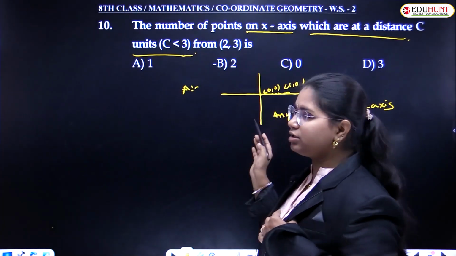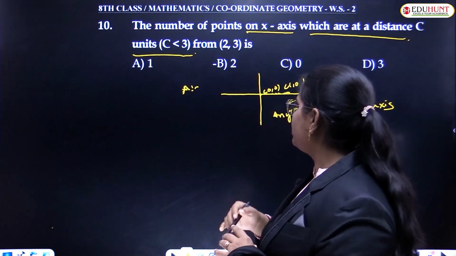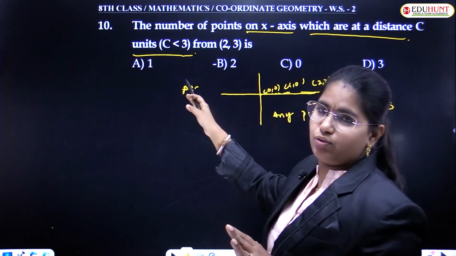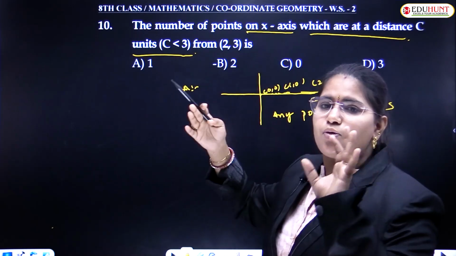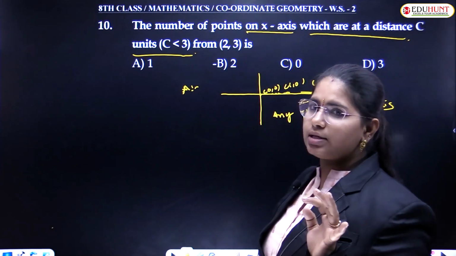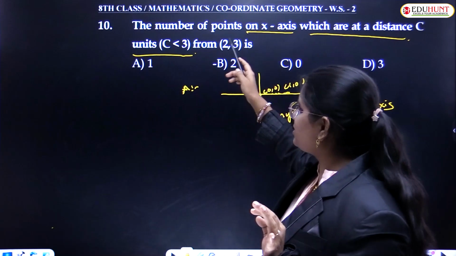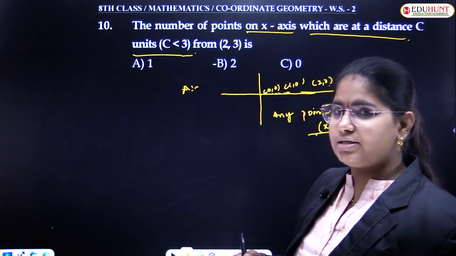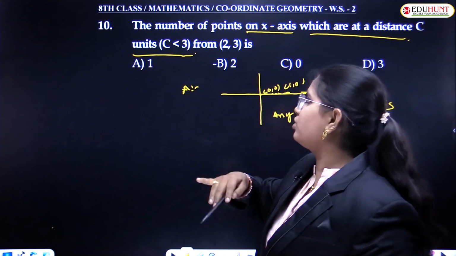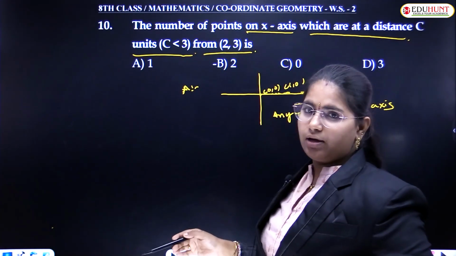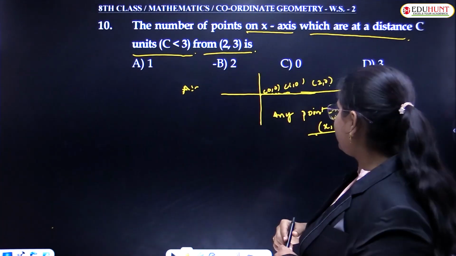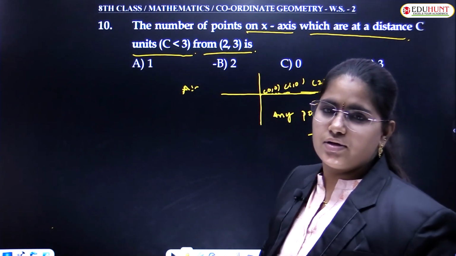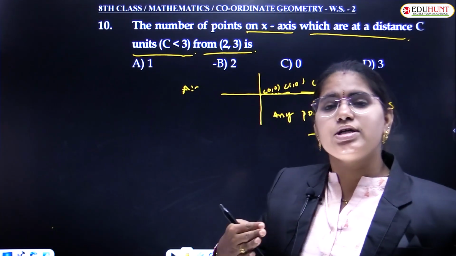So here I am taking the same thing. I am taking any point on the x-axis. The number of points I don't know, but I am taking one such point, (x, 0), which is at a distance c units, so the distance is equal to c, and that c is less than 3, from (2, 3). What he was telling you: the distance from (x, 0) to (2, 3) is given as c units, which is less than 3.